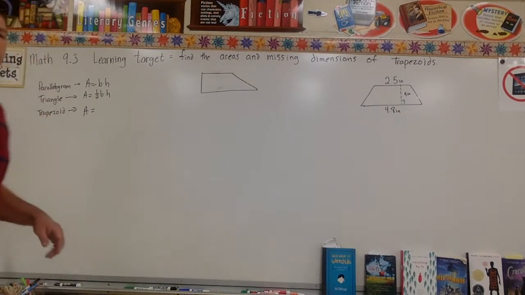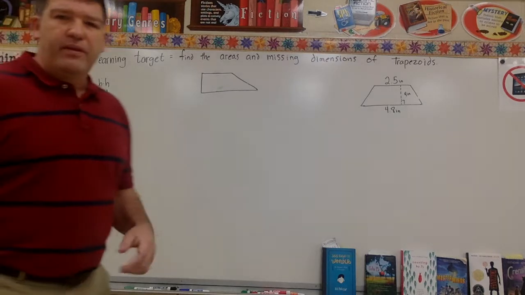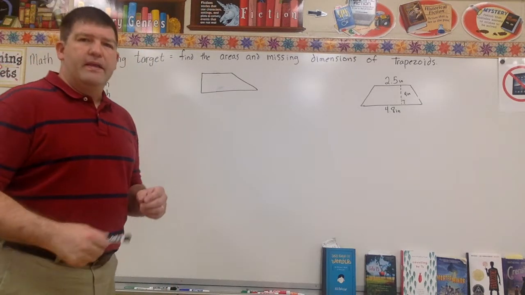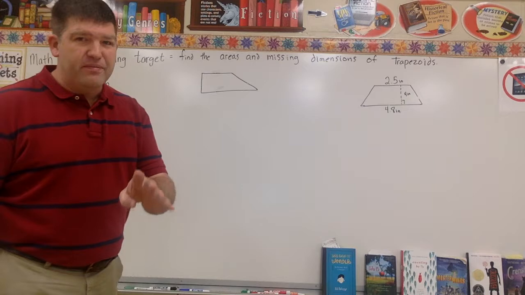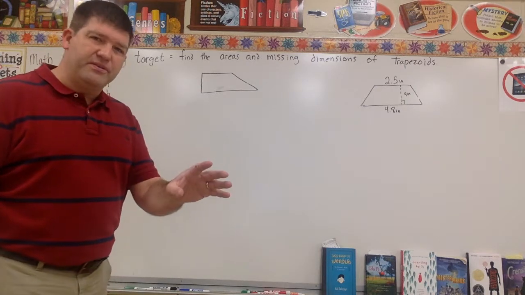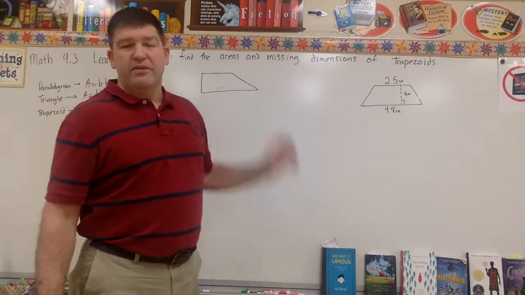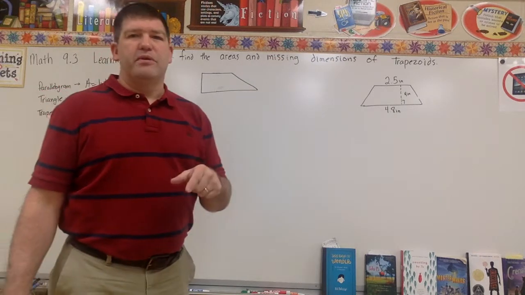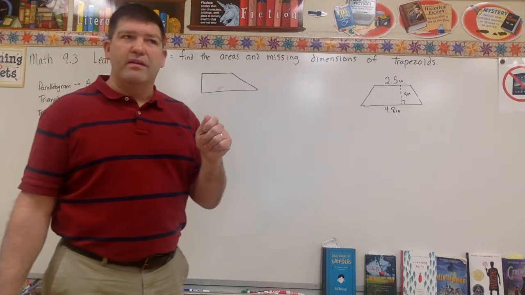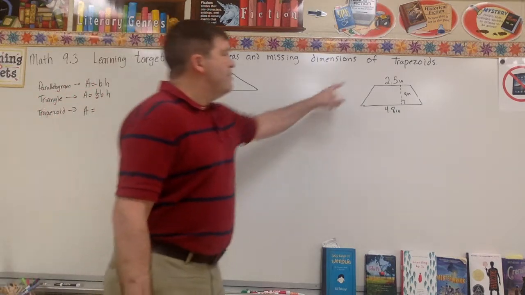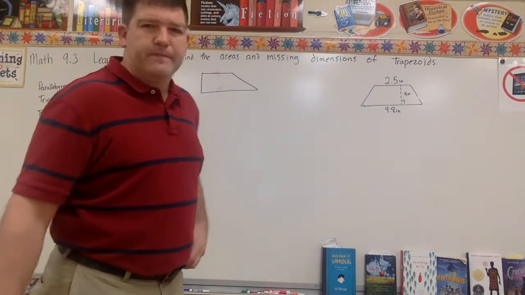This is the math video for Math 9.3, and we're doing something similar to what we did in 9.1 and 9.2. In 9.1, we found the area and the missing dimensions of parallelograms. In 9.2, we found the same thing with triangles. This time, we're going to trapezoids, okay?